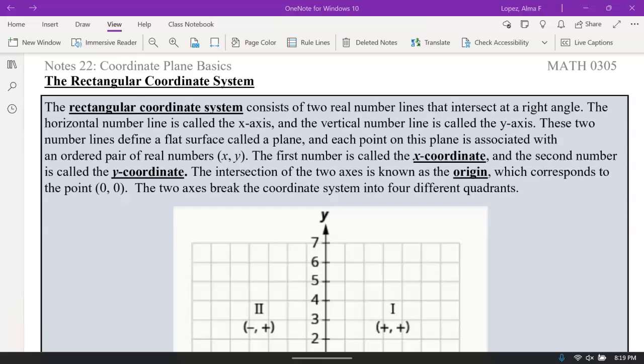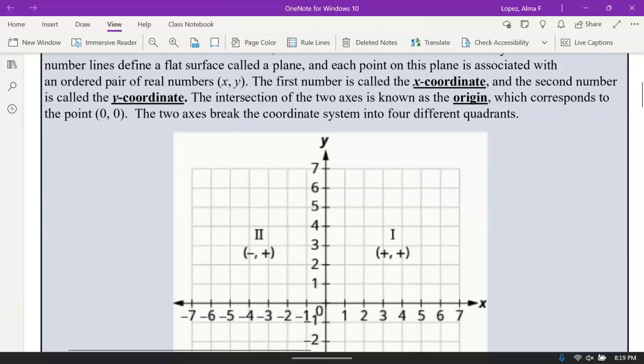Okay, here we are in Notes 22. We're going to look at coordinate plane basics. As we approach our sections with lines and slopes, we need to be really familiar with the rectangular coordinate system. Let's start by introducing it. Now, first of all, this is called the rectangular coordinate system.